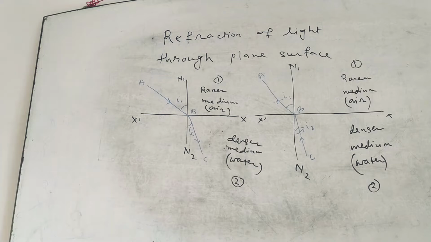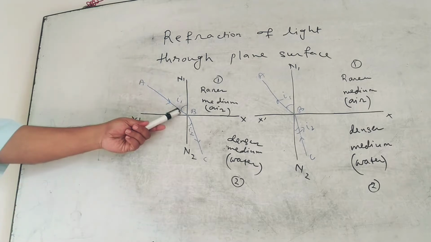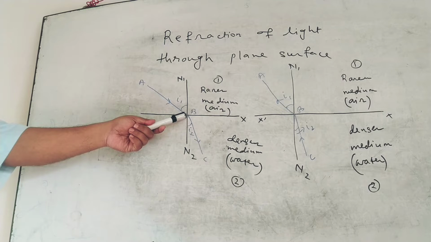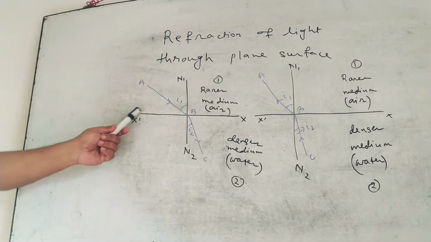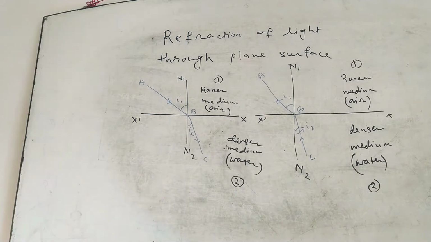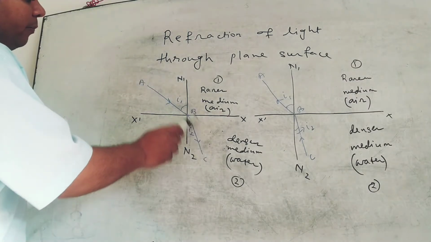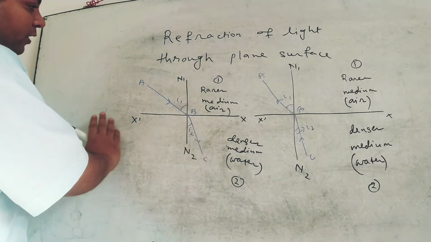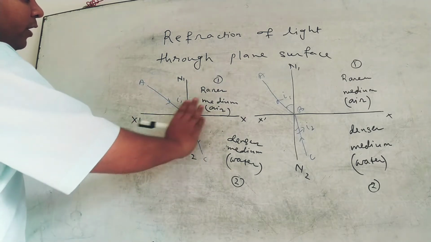In the refraction of light, there are two laws. The first law states that the incident ray, the refracted ray, and the normal drawn at the point of incidence on the plane of separation lie in the same plane. That is, AB, BC, and N1N2 lie in the same plane, here the plane of the board.